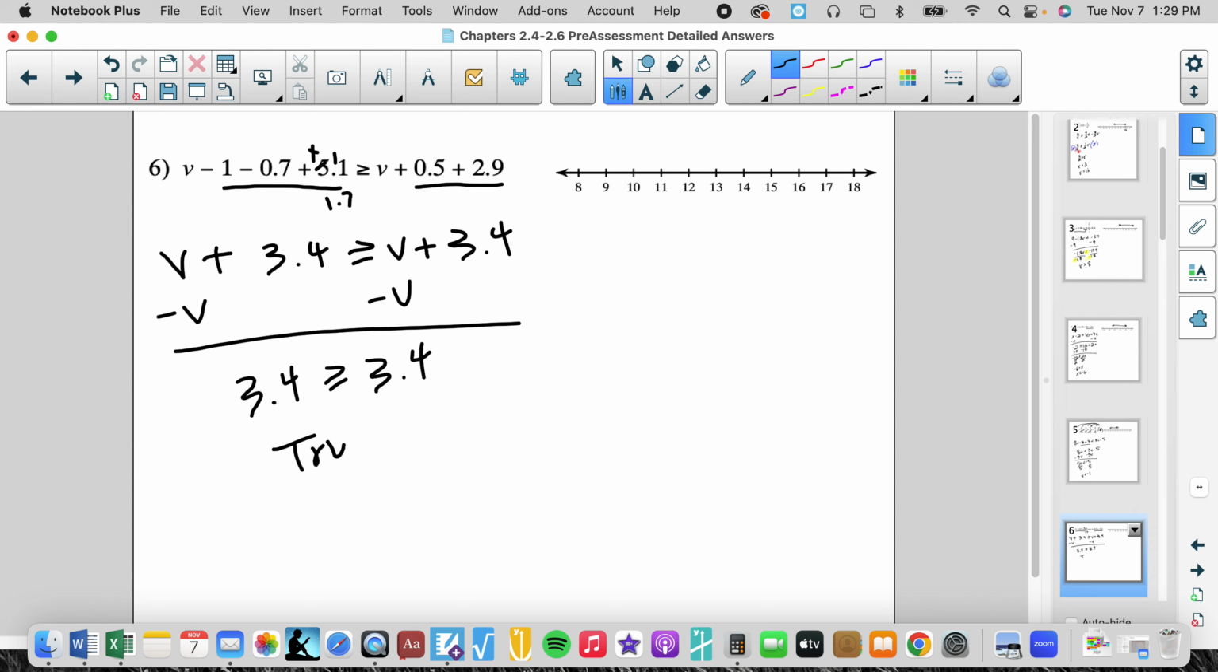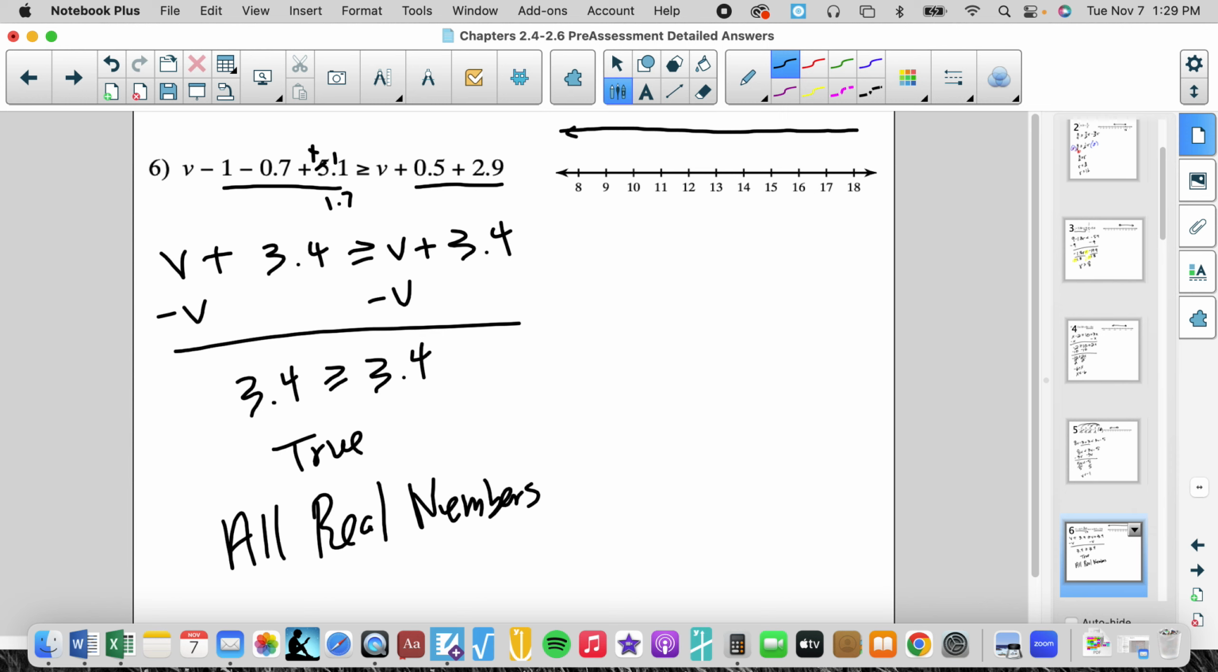The variables canceled and created a true statement. So my answer is all real numbers. That's my answer. And then if I needed to graph that solution, I'm going to graph a line above the number line with 2 arrows on that line. That represents the values going towards negative infinity and positive infinity. And I need to write all real numbers also.